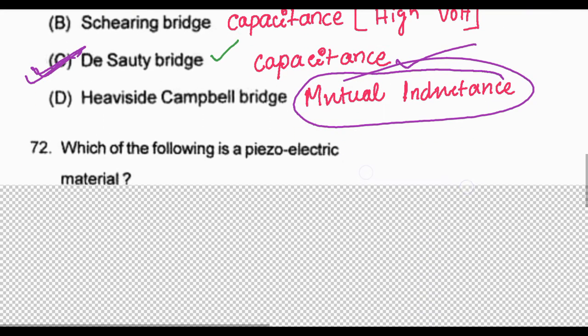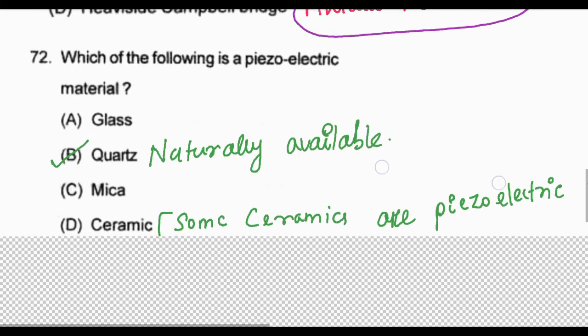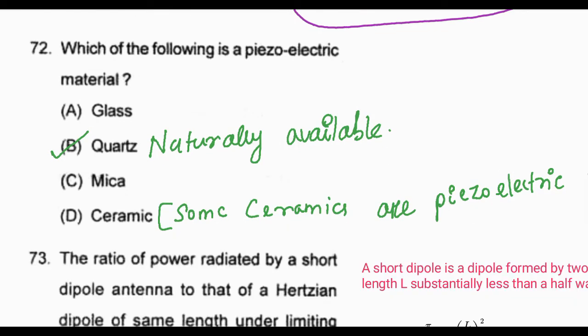Question number 72. Which of the following is a piezoelectric material? Option A glass, option B quartz, option C mica, and option D is ceramic. So here directly the quartz. Quartz is the naturally available piezoelectric material.